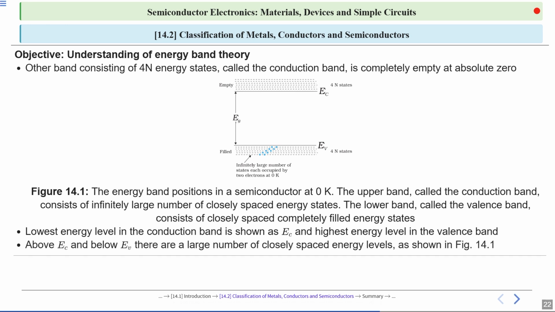Above the conduction band is energy level EC, and below the valence band is energy level EV. There are many closely spaced energy levels. These levels are part of the conduction and valence bands where electrons can move freely.